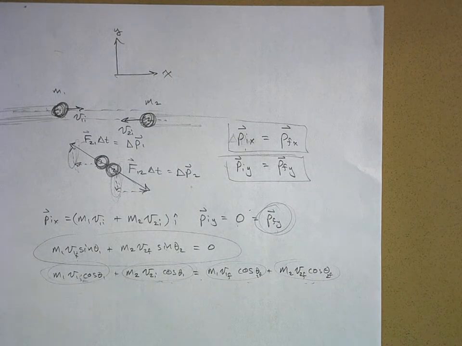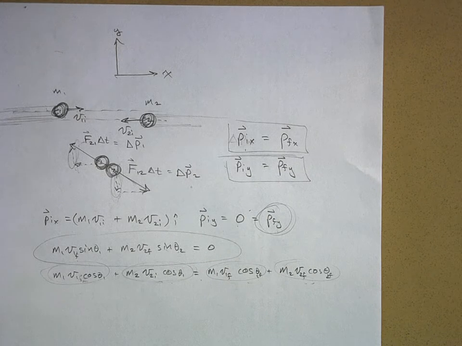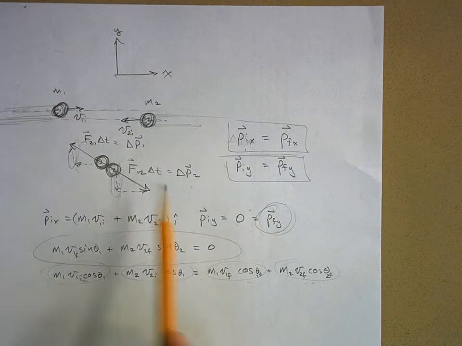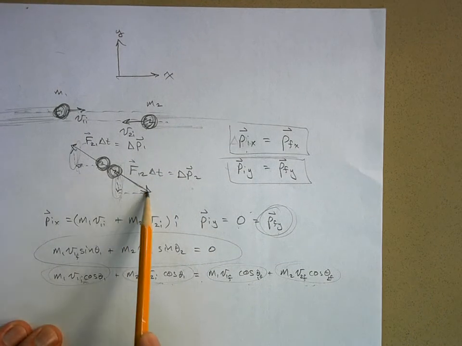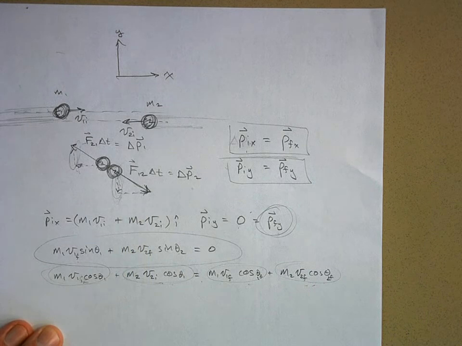And then it's just a matter of using algebra 1 to figure out what the angles are, or what the final velocity is, or whatnot. So really, if you know how to take a momentum vector and break it up into its x and y components, which you all know how to do, this is pretty easy stuff.